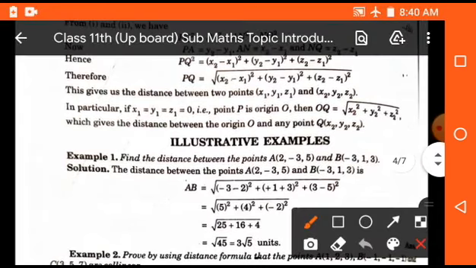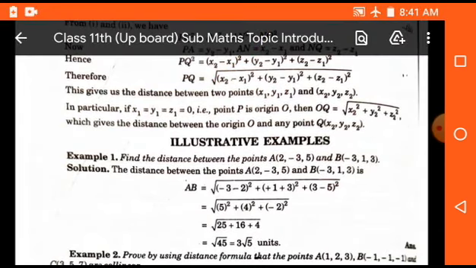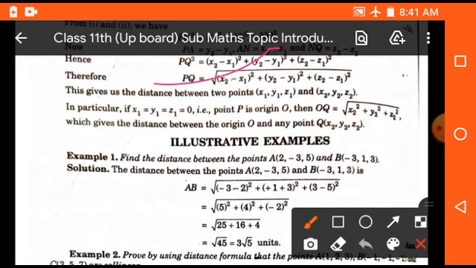So we take here D is equal to the square root of (x2 minus x1) whole squared plus (y2 minus y1) whole squared plus (z2 minus z1) whole squared. This is the formula of distance between two points in 3D. We can find the distance between any two points by the above formula.